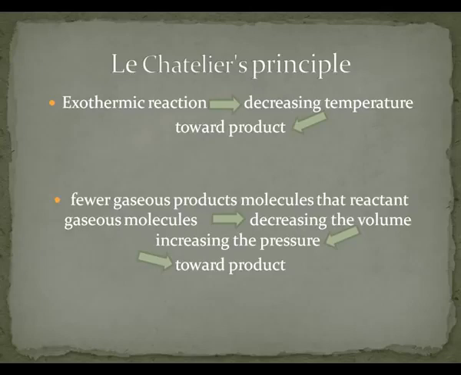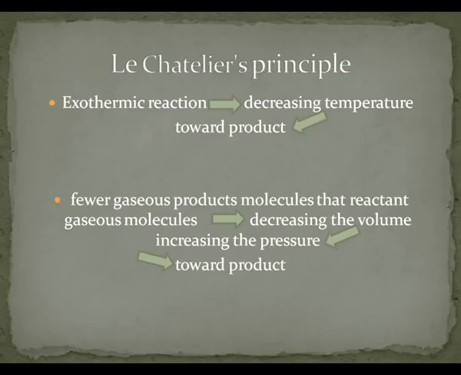Le Chatelier's principle. Le Chatelier's principle states that a dynamic equilibrium tends to respond so as to relieve the effect of any change in the conditions that affect the equilibrium. The two important concepts of this principle applied to ammonia production are the following. First, in an exothermic reaction, decreasing the temperature would result in the equilibrium shifting toward the product. And the second concept, when there are fewer gaseous product molecules than reactant gaseous molecules, increasing the pressure would force the equilibrium to shift toward the product.